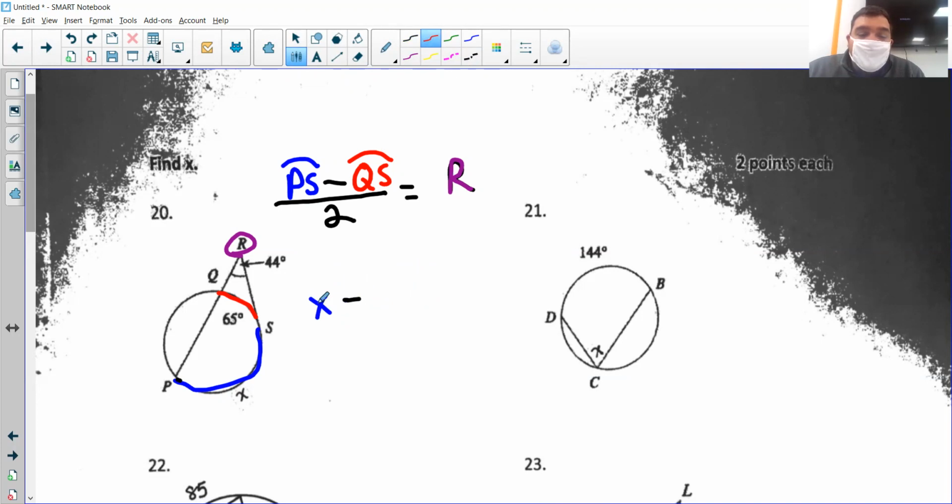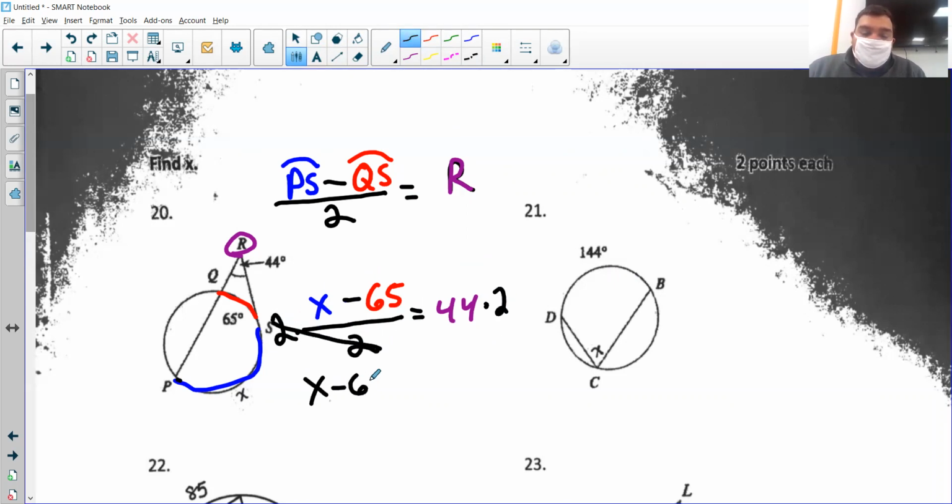All right, so X is the top part. The second one, 65, is the smaller arc, the one that's closer to the angle. You can think of it like that also. So X, some number here, minus 65, over 2, equals the angle outside the circle, which is 44. This fraction is a little annoying. We don't like fractions, so what can we do to both sides? Times 2. Good. Times 2 gets rid of that bottom. X minus 65 equals 88. Plus 65, plus 65.